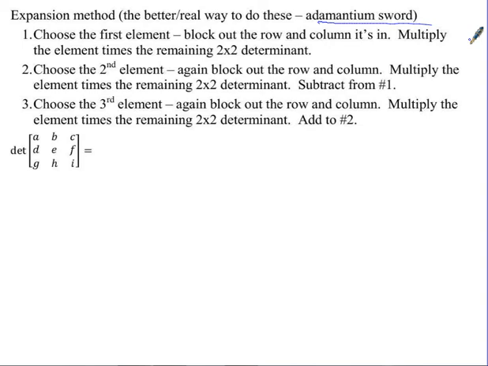This is what this means. You're going to go across the top row. You're going to choose the first element in that row. You're going to block out that row and that column. And once I do that, notice what's left. It's a 2 by 2 matrix. I'm going to find the determinant of that 2 by 2 matrix. So what I have is this element right here, A, times the determinant of the 2 by 2 matrix E, F, H, I.